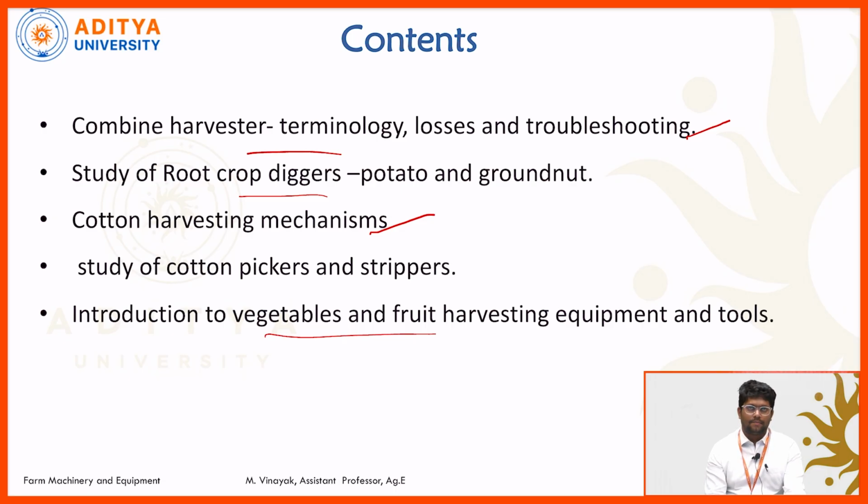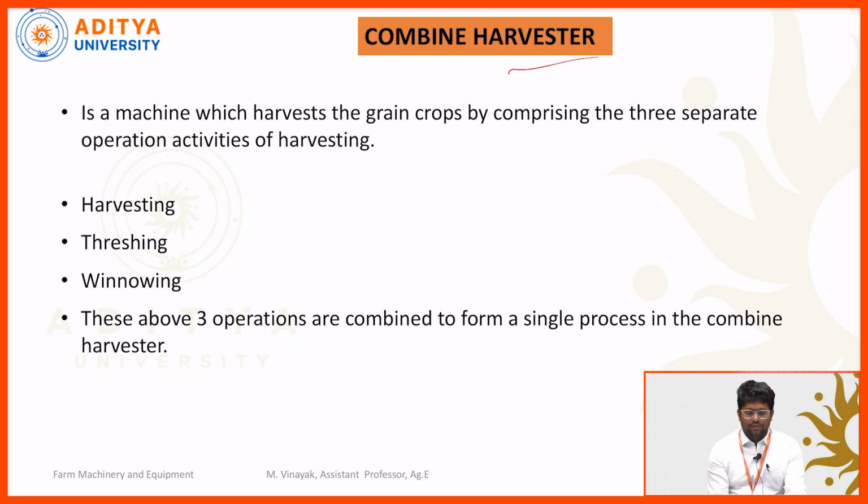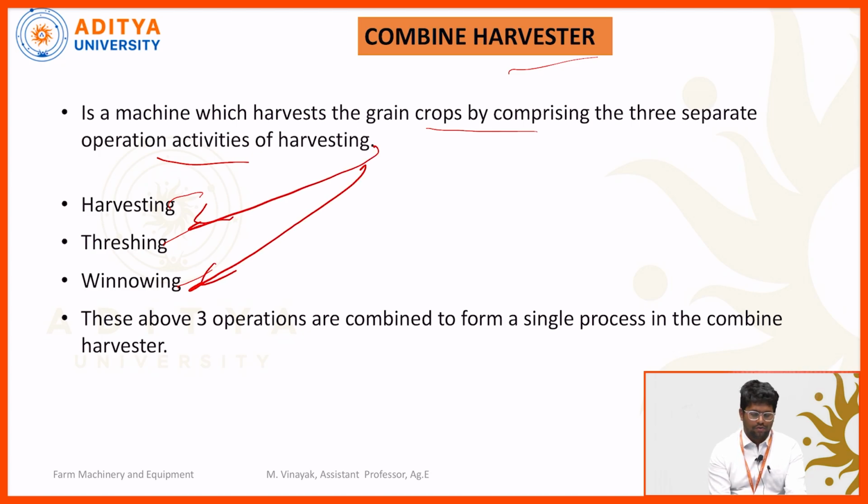So let us move on to the combine harvester initially. The combine harvester consists of 3 operations: harvesting, threshing and winnowing. These 3 operations can be carried out in a single pass, and that is called a combine harvester. So it is a machine which harvests the grain crop by combining the 3 separate activities of harvesting, threshing as well as winnowing in a single piece of equipment. These 3 operations are combined to form a single pass in the combine harvester.